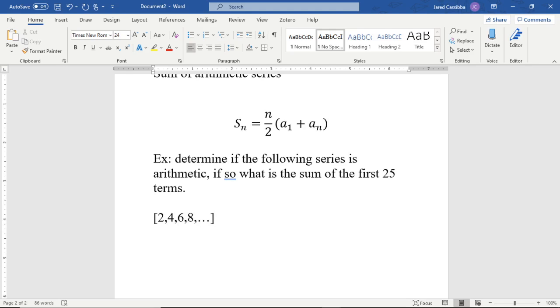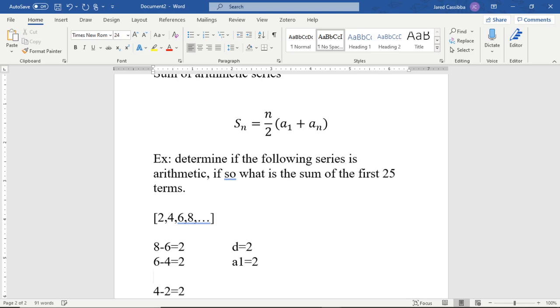First we need to figure out if it is arithmetic. Again, that's a common difference between each term. So it's 8 minus 6, well that's 2. Then we have 6 minus 4, well that's also 2. Then we have 4 minus 2, which is also 2. So our common difference, or d, is 2. That works. We also need our first term. Well, that's 2, so I'm going to do a_1 equals 2.